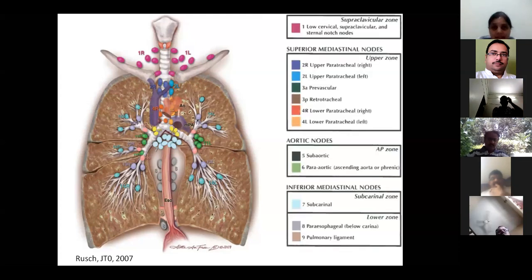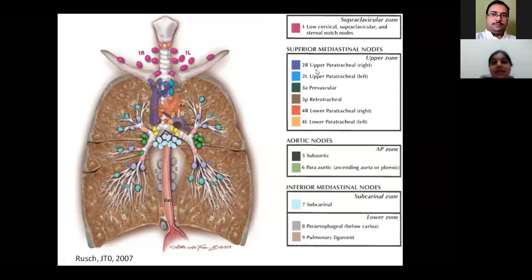According to this classification, the lymph nodal levels are classified into different zones. So this is the supraclavicular zone. It lies between the cricoid and the clavicle region, and then you have the superior mediastinal lymph nodes, which include level 2, level 3, and level 4. And I will come later to how these levels are classified.